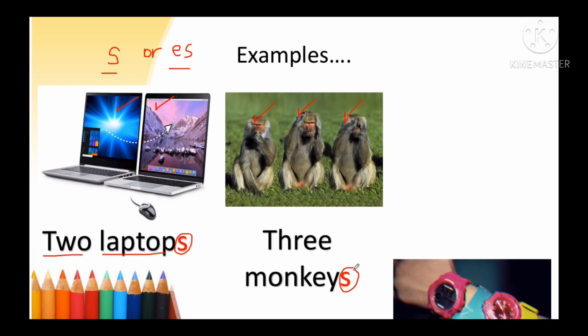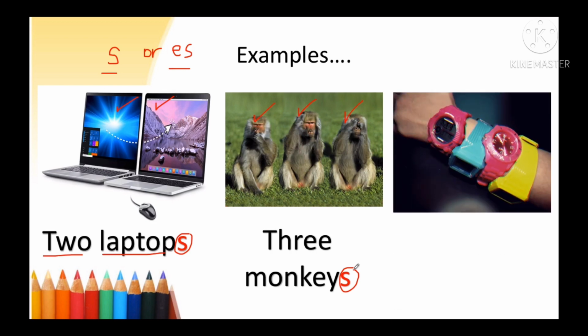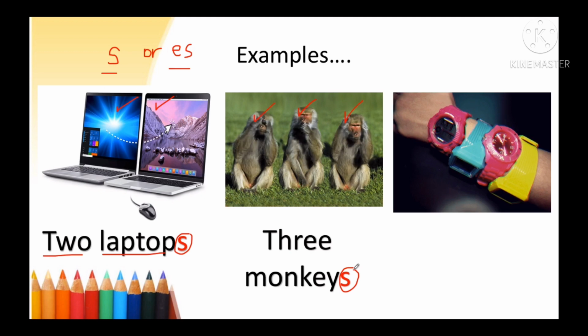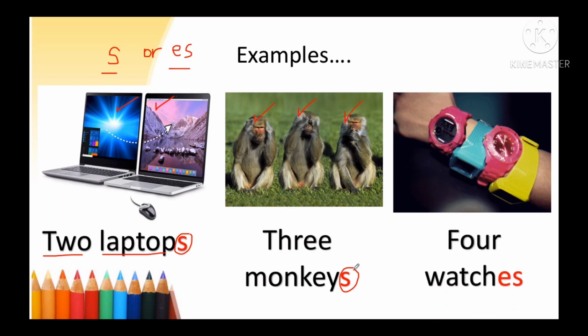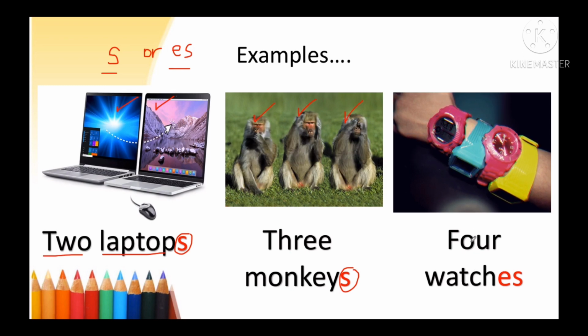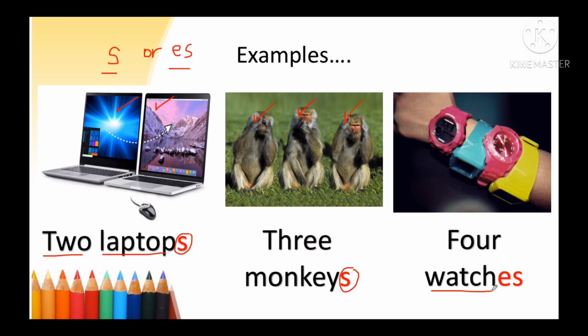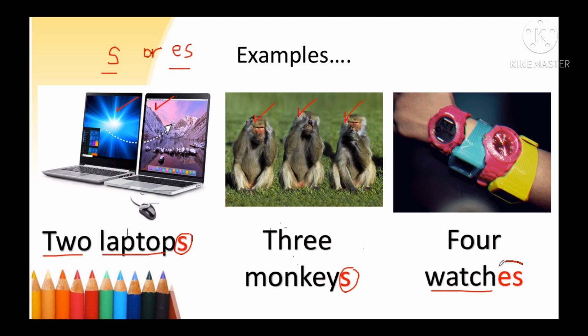Okay. Last one. Wow, there's a lot. How many things can you see there? We have 4, right? So what do you call that one? 4 watches. See, if I have only one, then I will just call it one watch. That's only one. But since I have 4, that means more than one, then I will add ES or S.